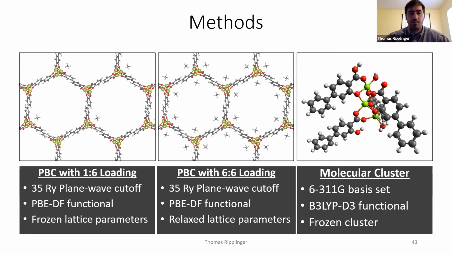So, a brief look at the methods. We started off using the periodic boundary conditions model, or PBC, with different molecular loadings. For the PBC calculations, we used a plane wave basis set with the cutoff at 35 Rydbergs. We used a PBE functional with a non-empirical long-range interaction correction. And then, depending on the method, we either froze the lattice parameters or relaxed them. For the cluster model, which we built, we used a 6-311G basis set, a B3LYP functional with a D3 correction by Grimme, and we kept the cluster frozen as we relaxed the gas onto it because it is not a full molecular structure. Next.